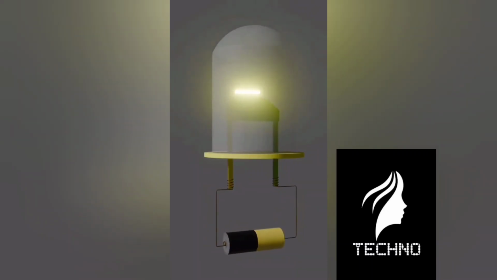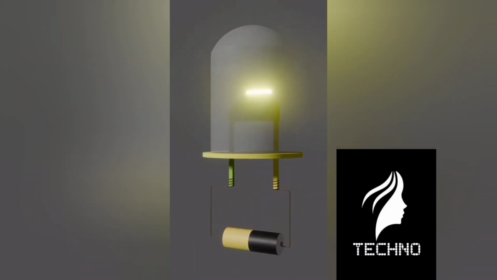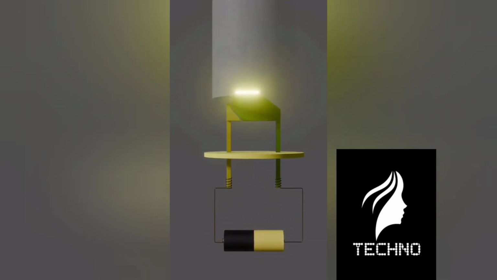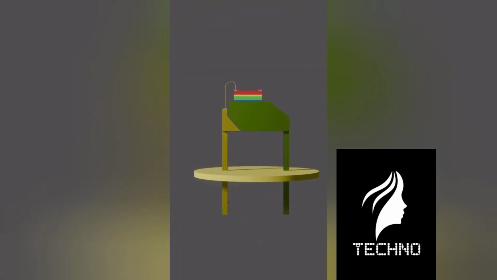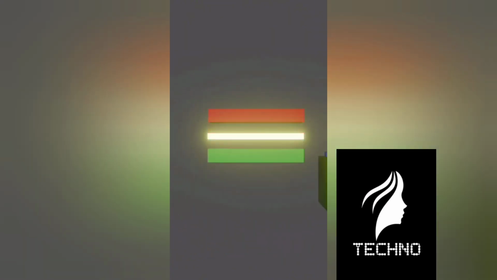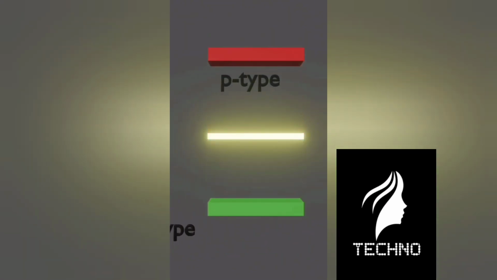Do you know how an LED light works? Let's understand the working principle of an LED with the help of a 3D animation. The main component of an LED light is a semiconductor diode, also known as a PN junction diode. In this junction diode, the upper layer is called the P-type layer, the lower layer is called the N-type layer, and the middle region is known as the active region.